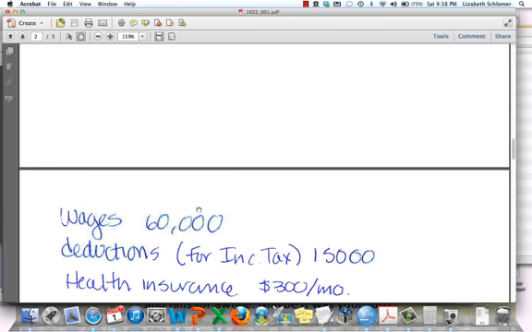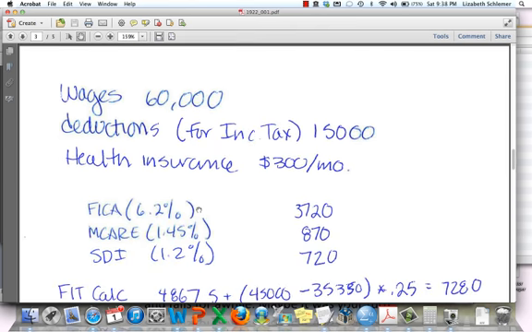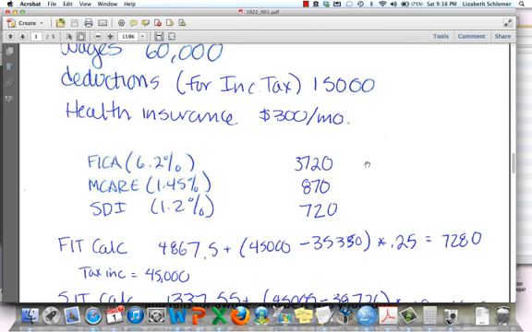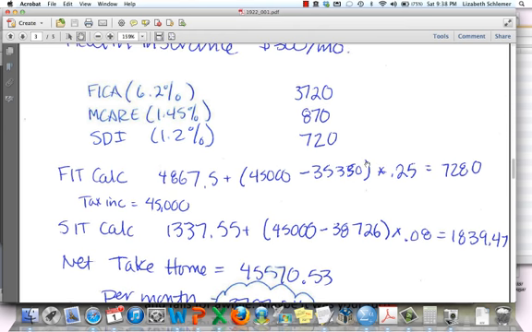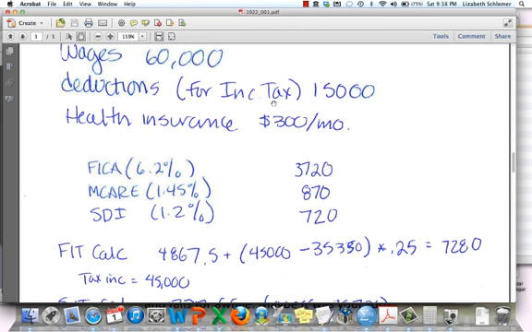Now let's do the other one. It's very, very similar. We take the $60,000, deductions of $15,000, and the $300 is the amount for the health insurance. So what we do now is take 6.2% of the 60,000, and so on. These are all based on the 60,000.